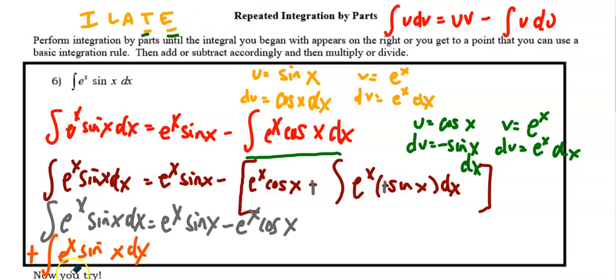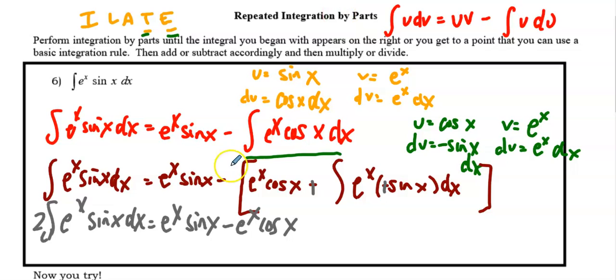And I can see this part, well, the integration of e to the x sine x dx plus e to the x sine of x dx is actually simply equal to two of them, right? So I can actually take two of them. So I can get rid of this and actually say that there are two of these things there now.